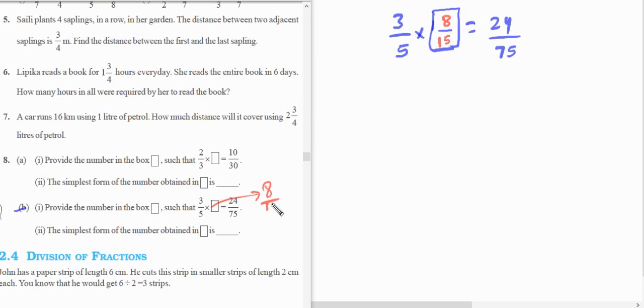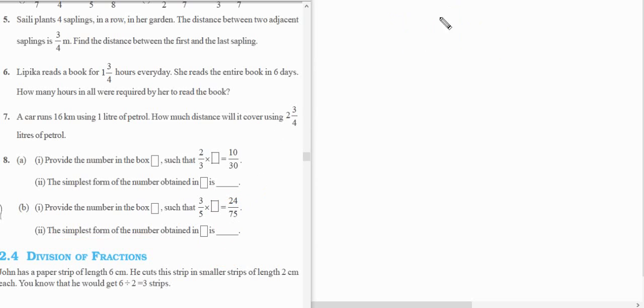8 by 15, right. And the simplest form of the number obtained, इसको अपन किसी से भी cancel out नहीं कर सकते, ना ही divide कर सकते. This will be your simplest form. 8 by 15 will remain your answer. Understand? Now here our exercise is completed. So we will meet on the next exercise. That's all.